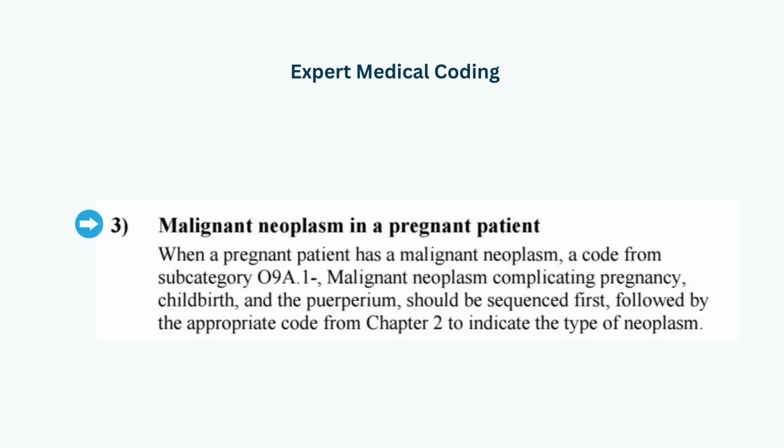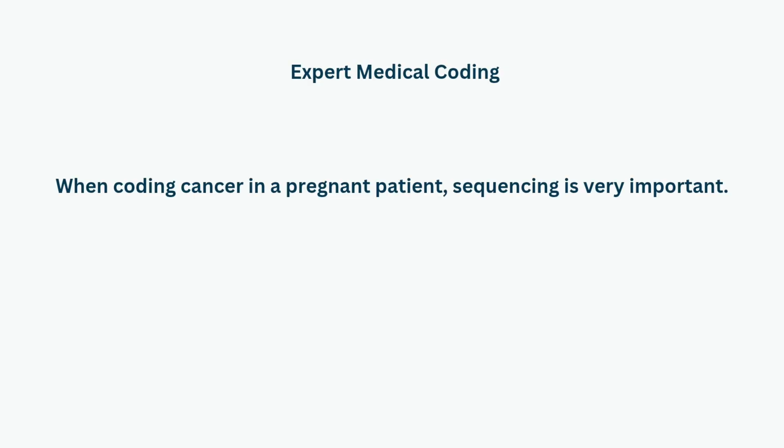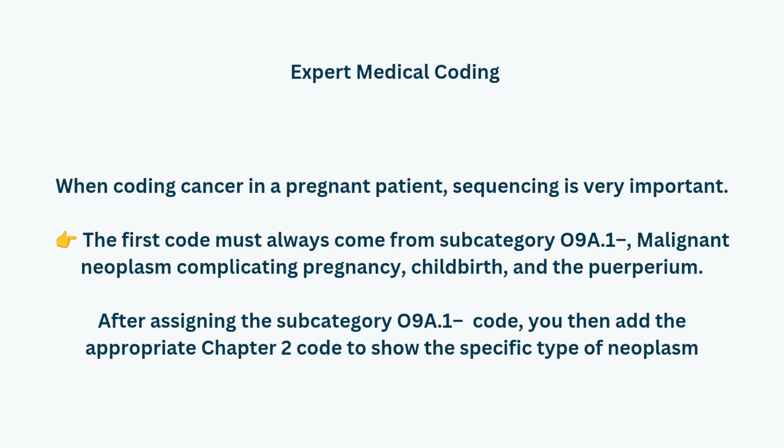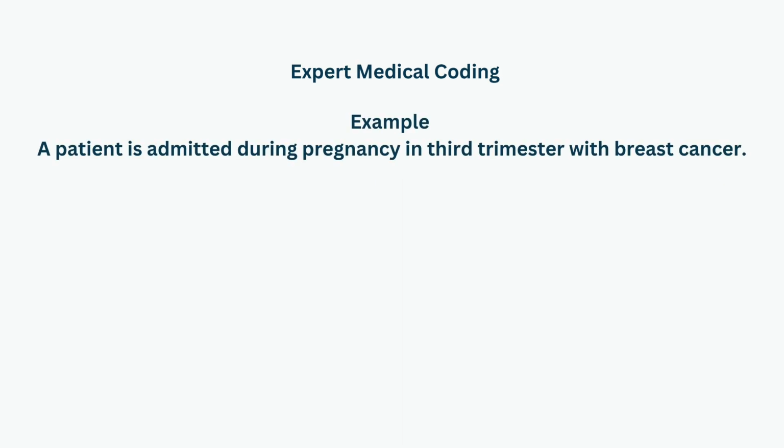Now let's move towards the next coding guideline, and that is malignant neoplasm in a pregnant patient. So when a pregnant patient has a malignant neoplasm, a code from subcategory O9A.1 malignant neoplasm complicating pregnancy, childbirth or puerperium should be sequenced first, followed by the appropriate code from chapter 2 to indicate the type of neoplasm. So when coding cancer in a pregnant patient, sequencing is very important. The first code must always come from subcategory O9A.1 malignant neoplasm complicating pregnancy, childbirth and puerperium. After assigning the subcategory O9A.1 code, you then add the appropriate chapter 2 code to show the specific type of neoplasm.